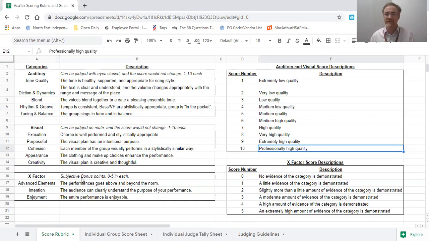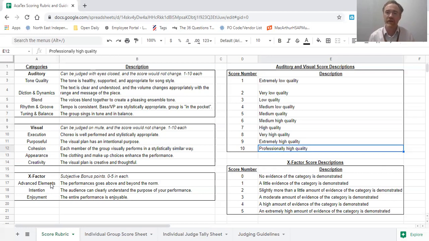X factor is the subjective bonus points for groups that go above and beyond with what the expectation is. Advanced elements is if you see that group that has tied everything together and is crafting a story and is bringing you an intentional, purposeful moment over and over and over again and changing you through what they put on stage. That's these points, right?